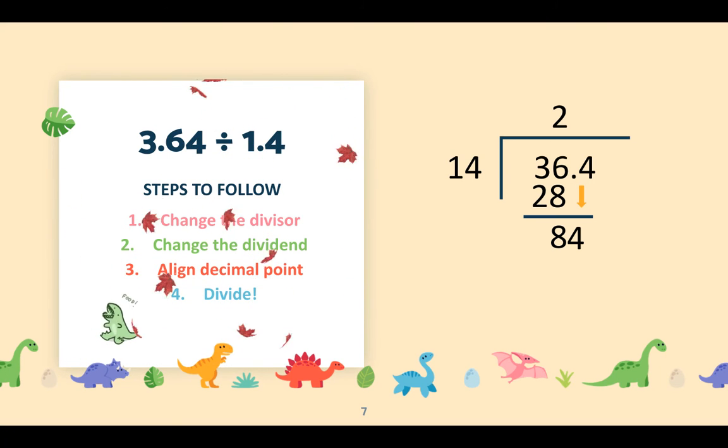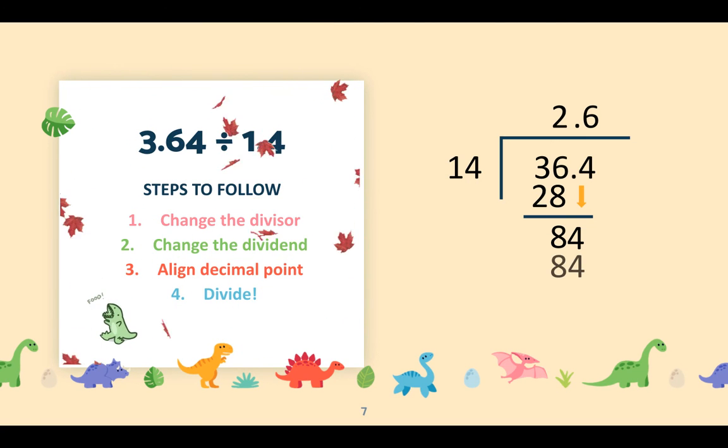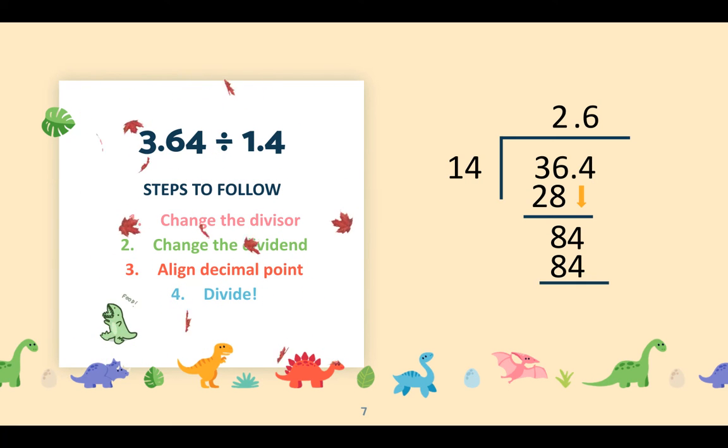And so 84 can be divided by 14 evenly 6 times. So 6 times 14 is going to give us an answer of 84. And once you subtract those two, you'll have 0 as our end result.